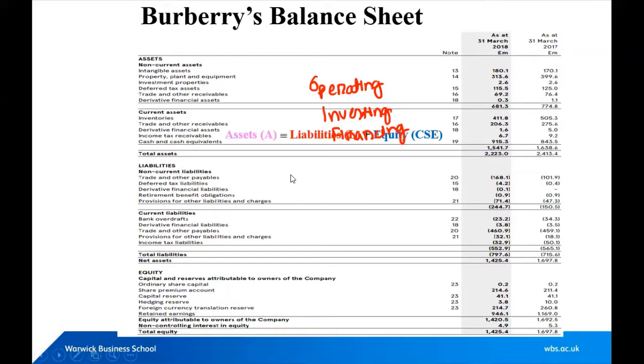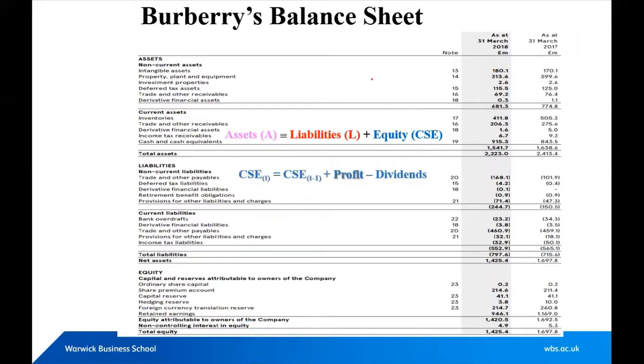And we are familiar with these equations that asset can be expressed as liabilities plus common shareholders' equities. So how can common shareholders' equity be calculated? If we have the common shareholders' equity existing, we need to add the profit from this current year, and we need to subtract the dividend payout to get the current common shareholders' equity.